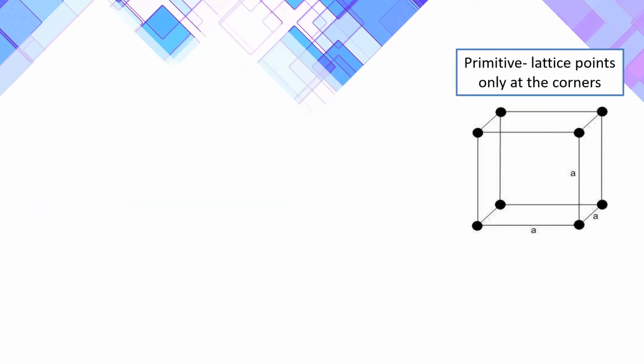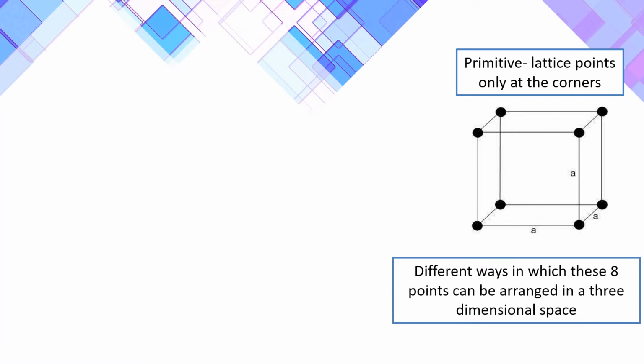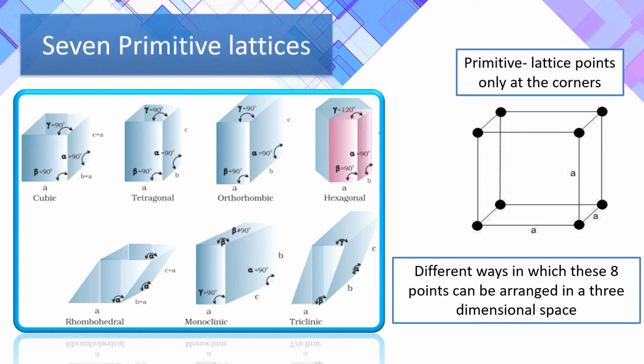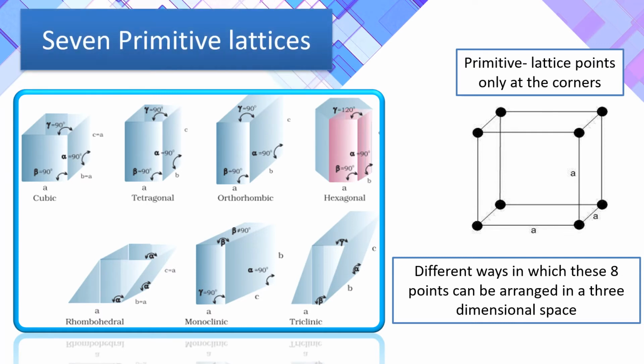We know that in the primitive unit cell there are 8 lattice points, and these 8 lattice points are at the corners. There are different ways in which these 8 points can be arranged in 3-dimensional space. And these are the 7 crystal systems that we have seen earlier. So there are 7 primitive lattices.